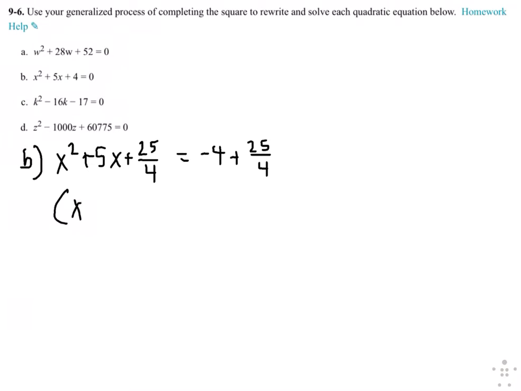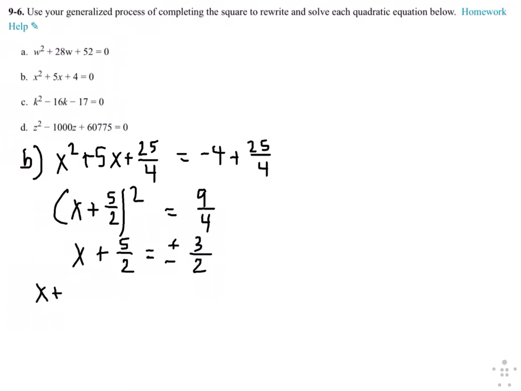The left-hand side factors to x plus half the middle term, 5 halves, squared. And then this is negative 16 fourths plus 25 fourths. Negative 16 plus 25 is 9 fourths. Now we take the square root of both sides, and I get x plus 5 halves equals plus or minus the square root of 9 over the square root of 4, so plus or minus 3 halves.